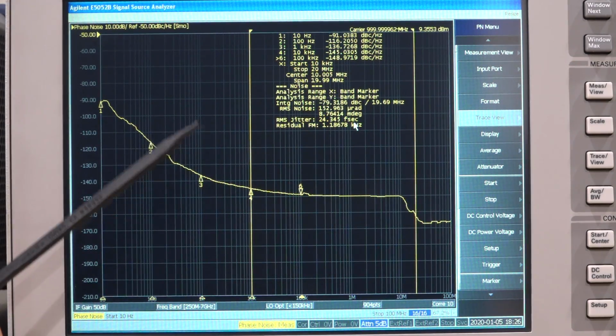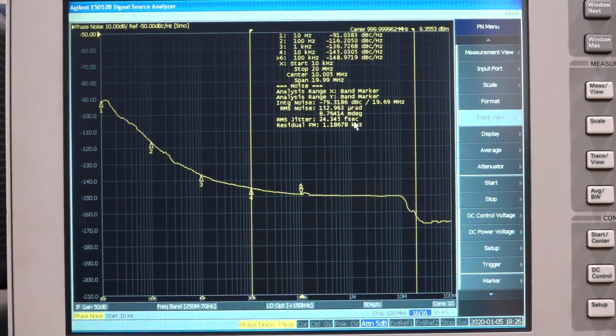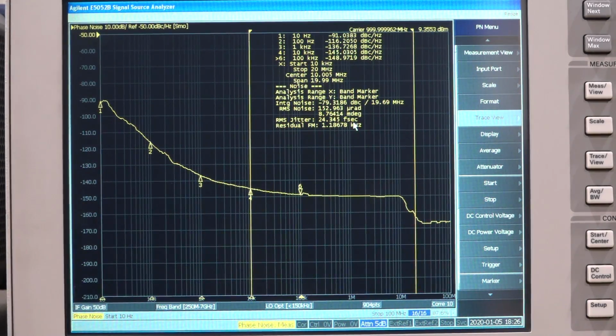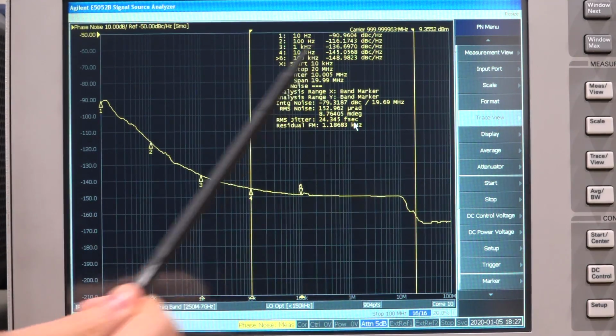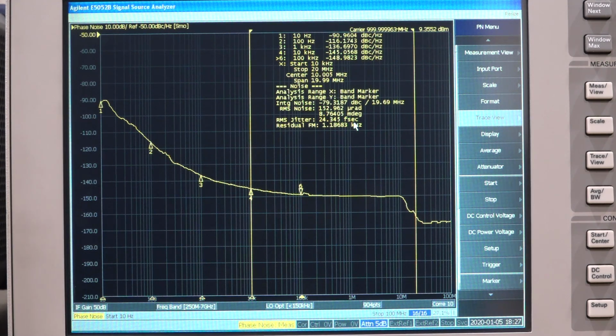Now the 5052B is by no means the state of the art. This instrument is fairly old. Keysight, Rohde & Schwarz and Holzworth all have better cross-correlation phase noise measurement instruments that do even better than this one. But this is still a fairly good instrument for these types of purposes. These numbers are quite incredible. At the 1 kilohertz offset, minus 136.7 dBc per hertz. Yep, it's a very, very clean source.